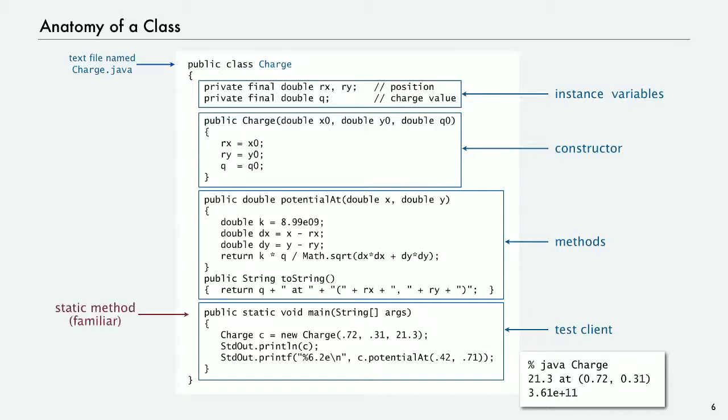Now, main is a static method, and you can have other static methods in a class, so we're familiar with that. These methods here are not static, and we'll talk about what that means. That's really the essence of what goes on with object-oriented programming, and that's what this lecture is going to be all about.